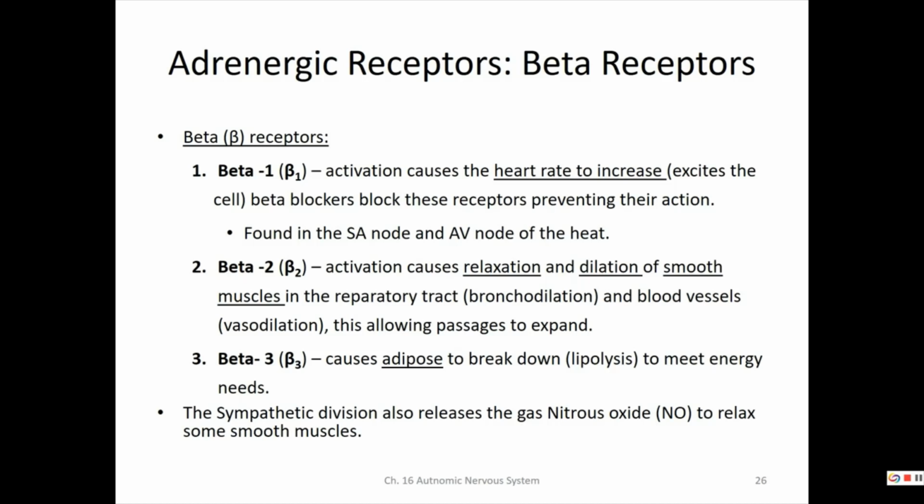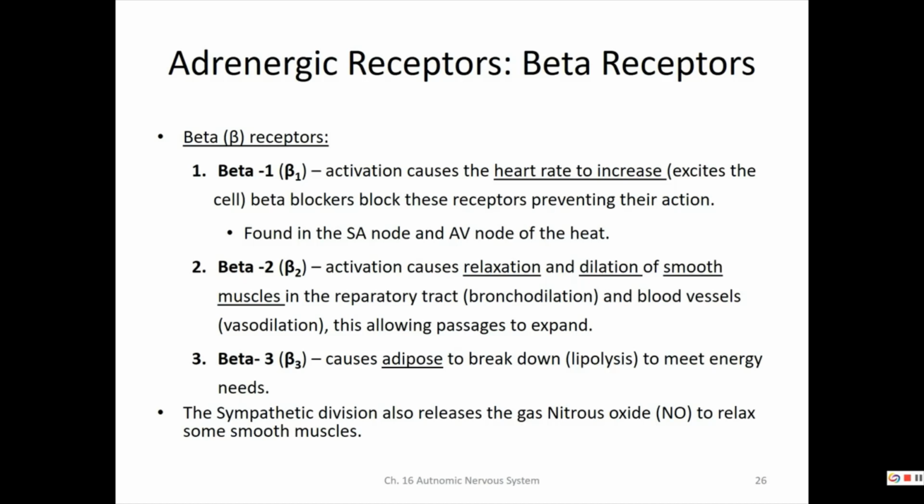Beta 3s are on adipose, and they help me meet energy demand. Remember, metabolism goes up during activation of the sympathetic division. So beta 3s break down adipose. We call that enhancing lipolysis. So beta 1s increase heart rate. Beta blockers go against this. This is called a beta 1 adrenergic receptor antagonist. Beta 2s, bronchodilation, vasodilation. Beta 3s break down fat.